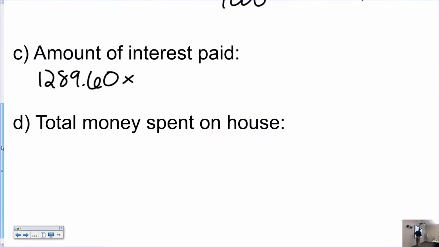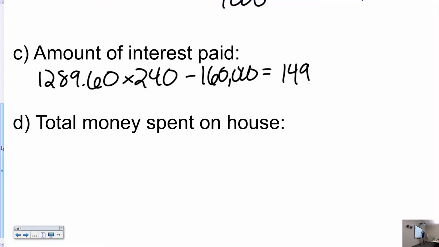Okay, 20 years. Sorry, how many months are there in 20 years? 240. What do I subtract? The amount financed. So how much interest did I wind up paying? $149,504.